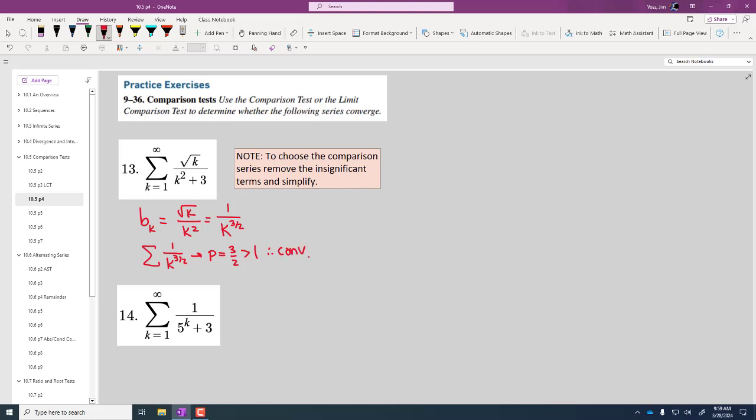So if our b sub k series converges, what do we think a sub k is going to do? Converge, hopefully. Just adding this little 3 in the denominator should not change things. So we want to start with the direct comparison. Direct comparison test: if we're trying to show convergence, we want to show that the a sub k's are less than the b sub k's.